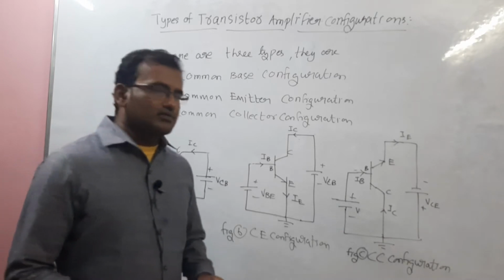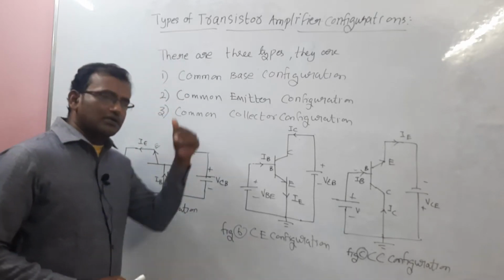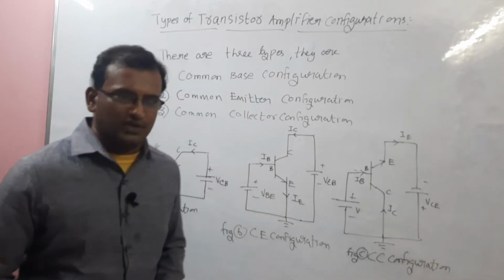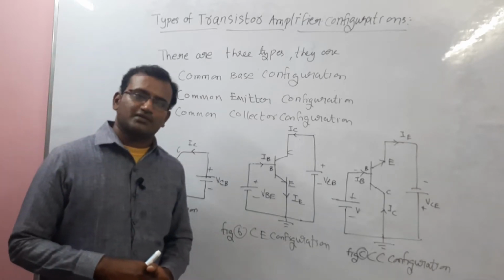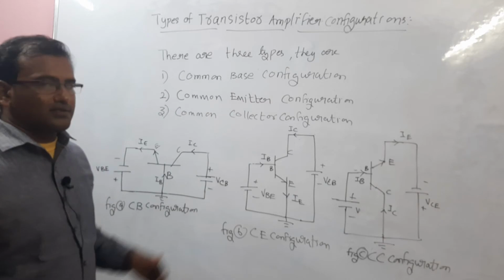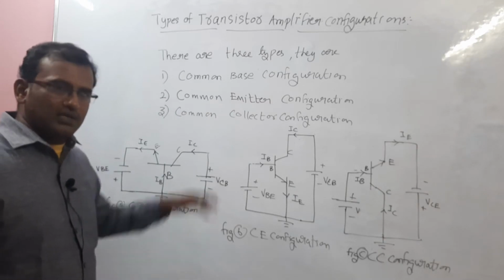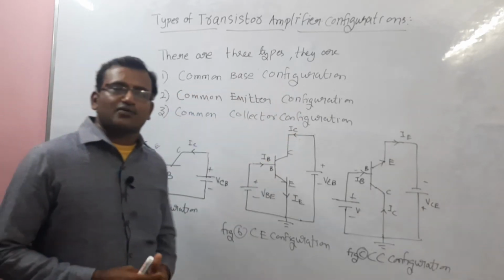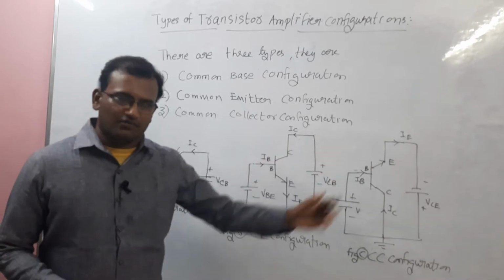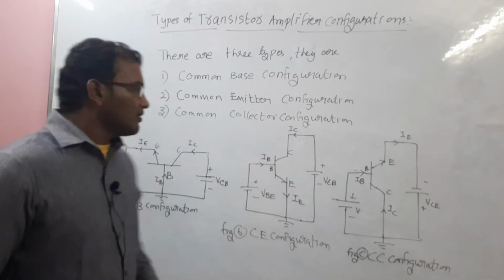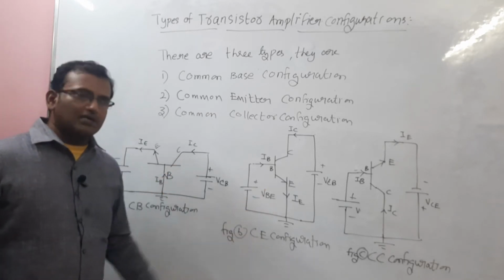Ravi Babu. So today we are going to discuss types of transistor amplifier configurations. It's very important from the examination point of view. Is it clear? There are three configurations. First one is common base configuration. Second one, common emitter configuration. Third one, common collector configuration. Let's see these three configurations in detail.